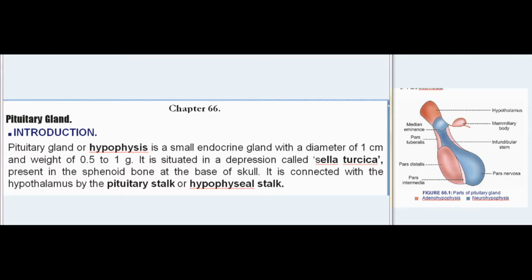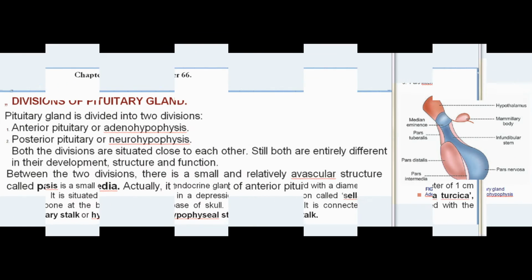Chapter 66. Pituitary Gland. Introduction. Pituitary gland or hypophysis is a small endocrine gland with a diameter of 1 cm and weight of 0.5 to 1 g. It is situated in a depression called sella turcica, present in the sphenoid bone at the base of skull. It is connected with the hypothalamus by the pituitary stalk or hypophyseal stalk.